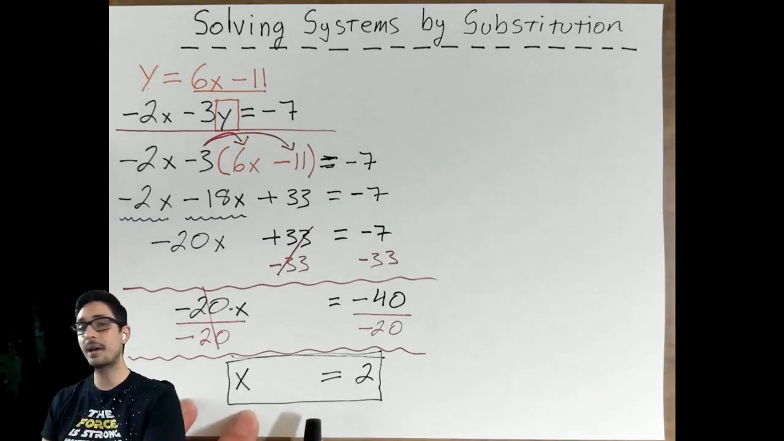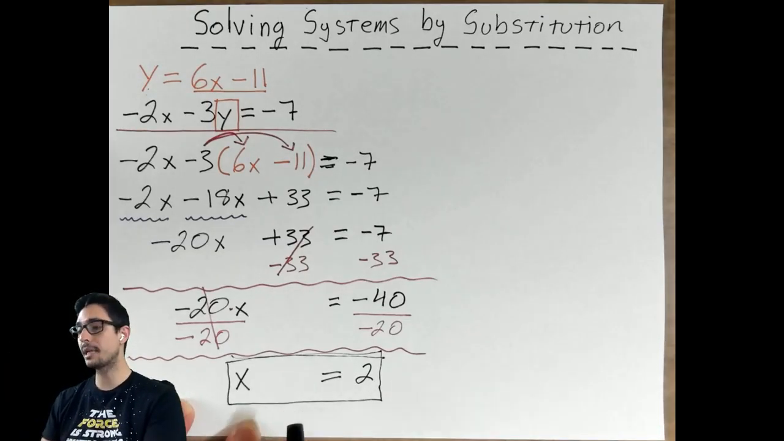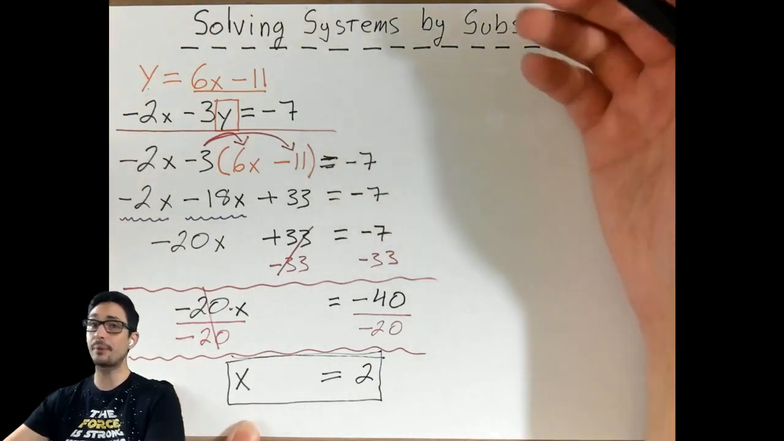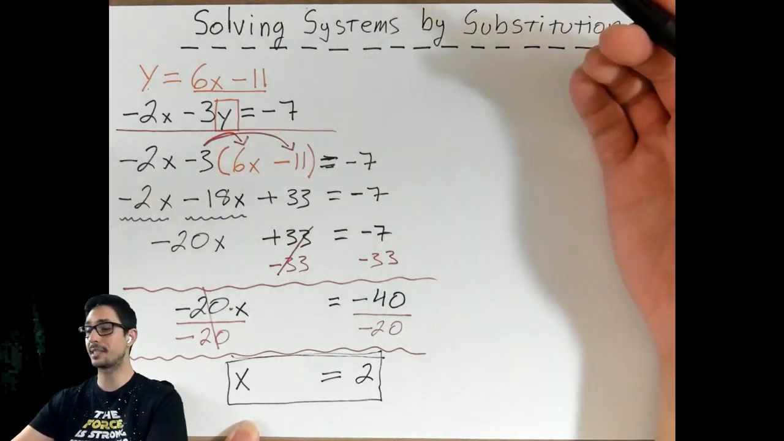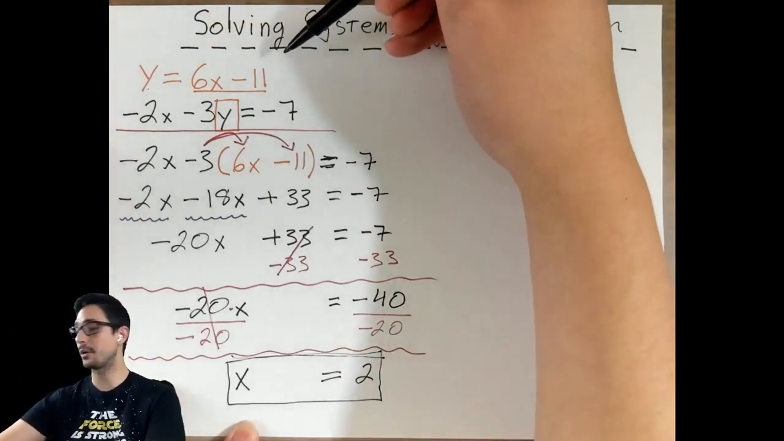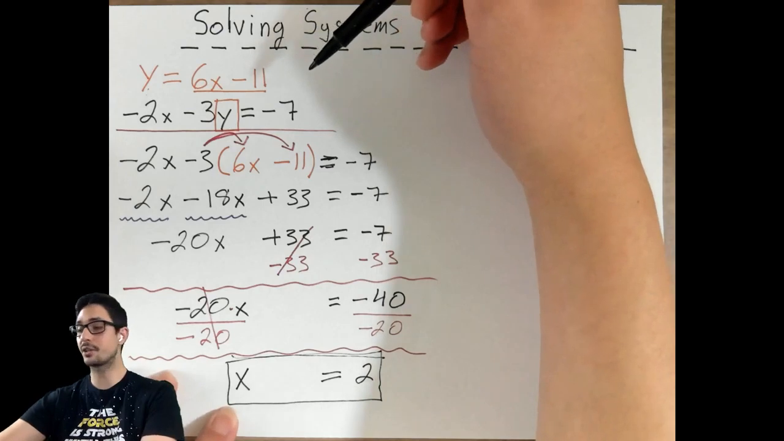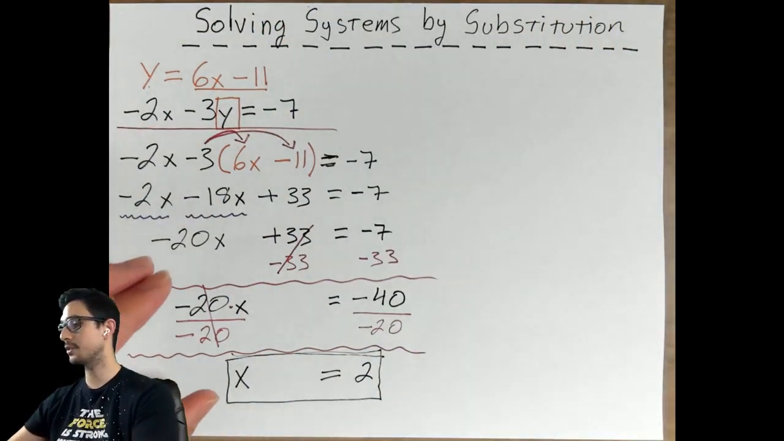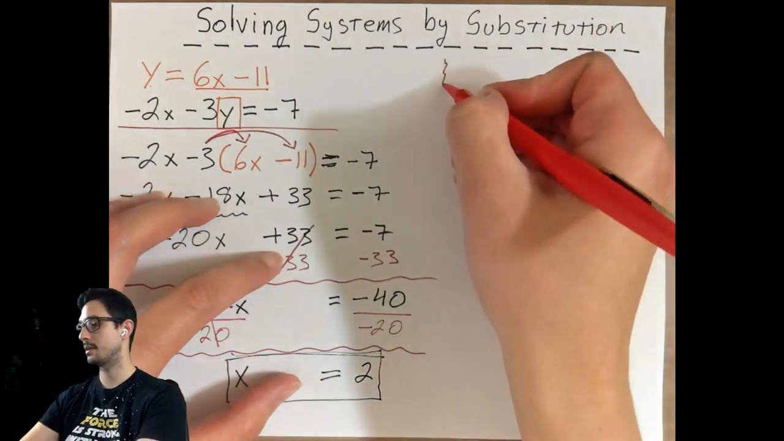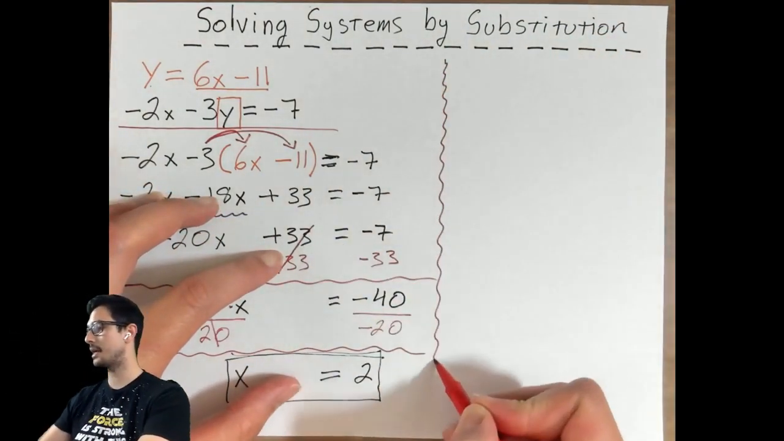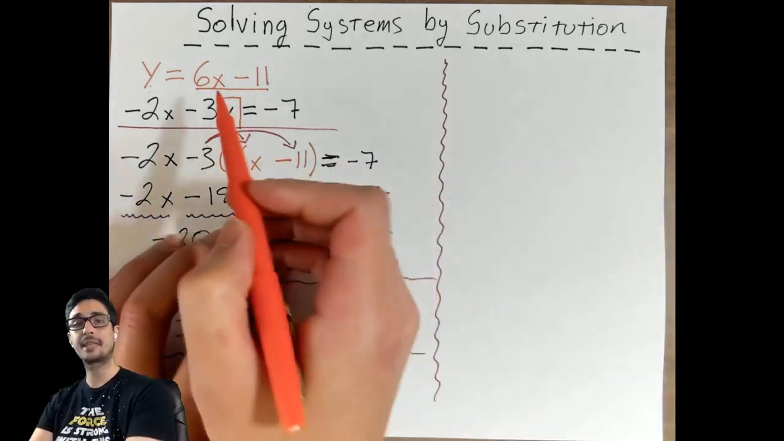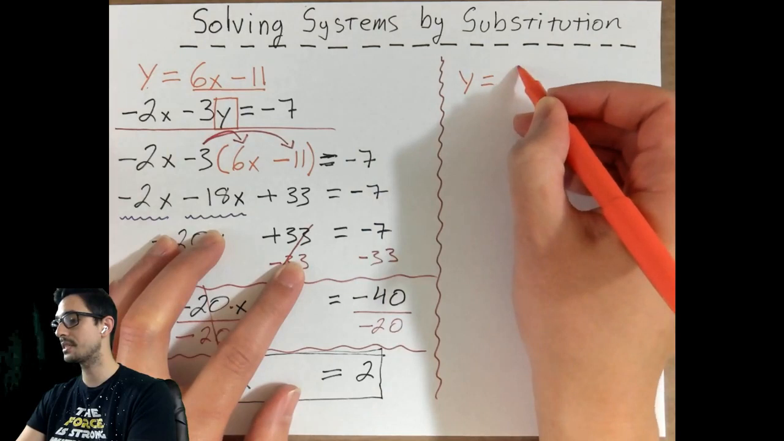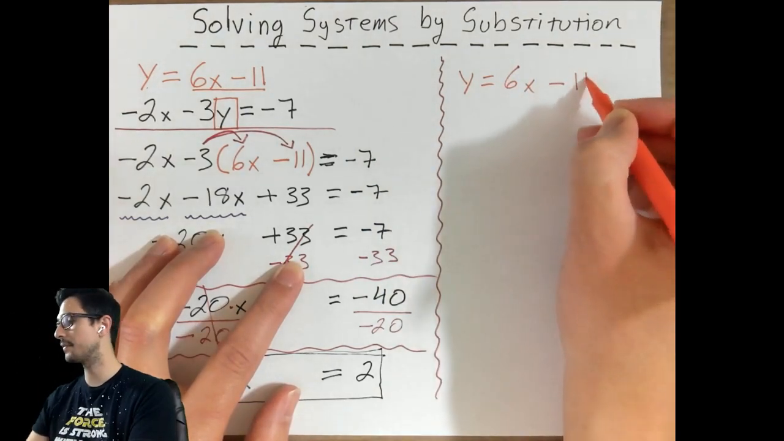So now that we have x, all we're going to do is plug it into one of the original equations to find y. And you can probably guess which equation I'm going to plug this into, and it's that first one. That's the smallest one. It's the easiest looking one, and y is already isolated by itself. So I'm just going to do, let me draw a little wall here. Like this. Okay, now I'm going to write out that first equation again. Y equals 6x minus 11.